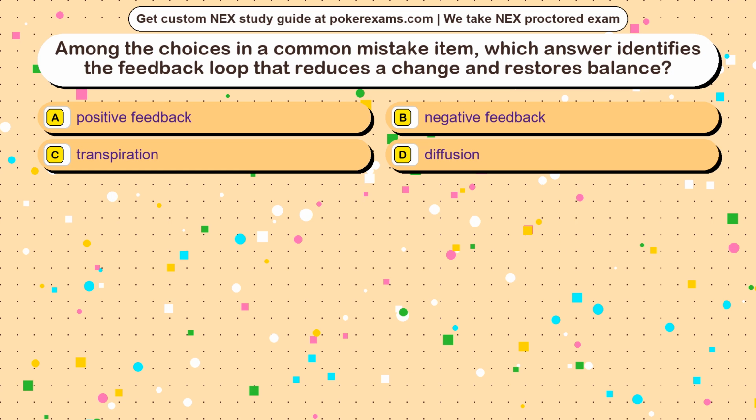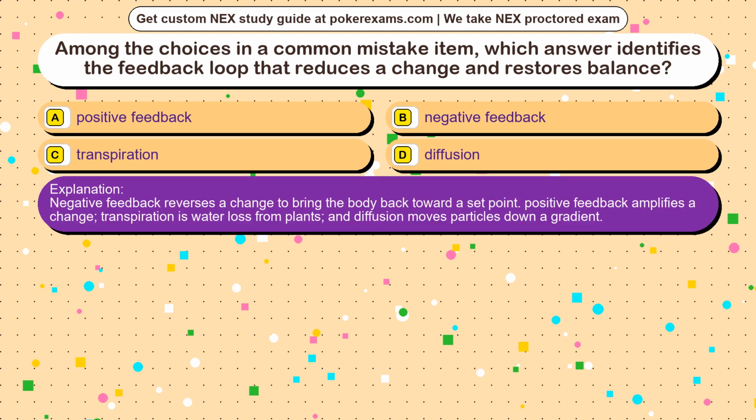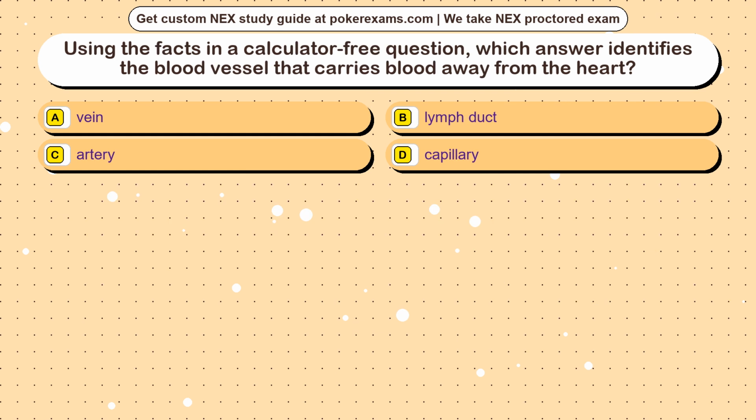The correct answer is option. Negative feedback reverses a change to bring the body back toward a set point. Positive feedback amplifies a change, transpiration is water loss from plants, and diffusion moves particles down a gradient. Question 16. Using the facts in a calculator-free question, which answer identifies the blood vessel that carries blood away from the heart? Option A, vein. Option B, lymph duct. Option C, artery. Option D, capillary.